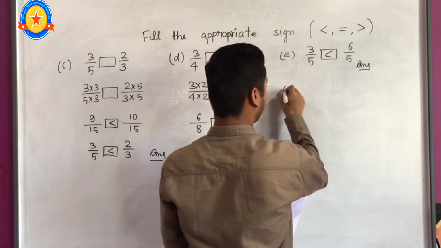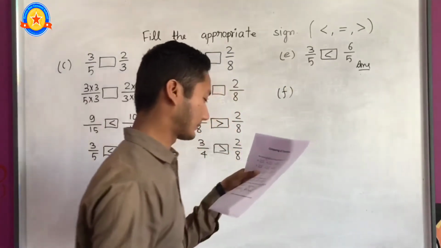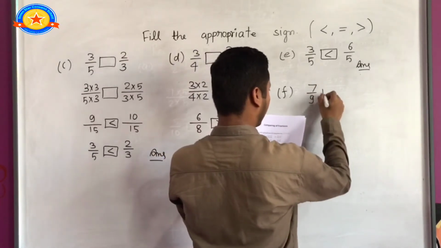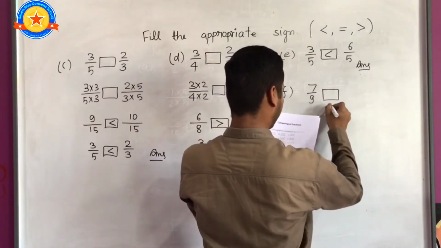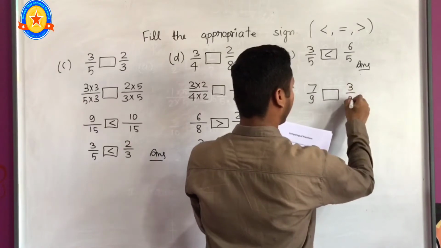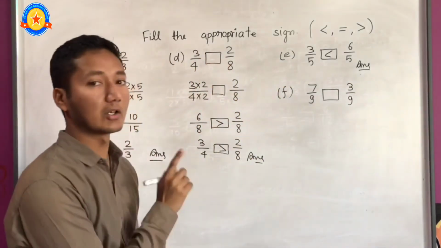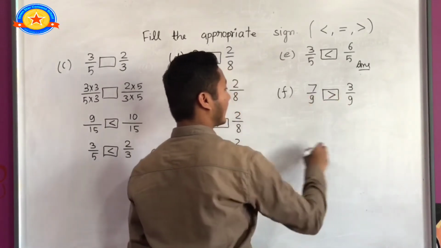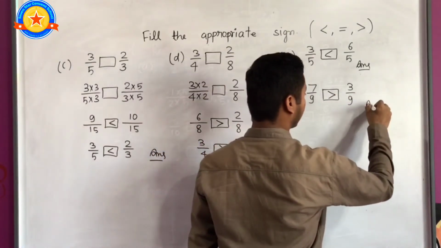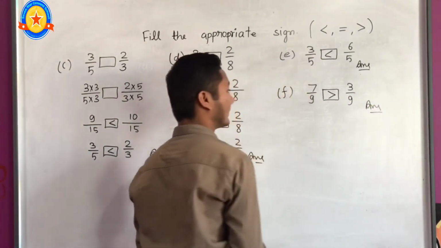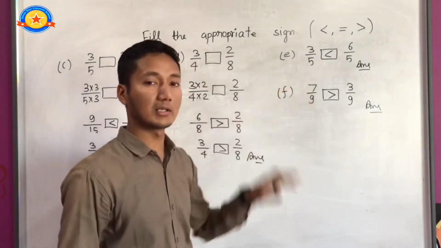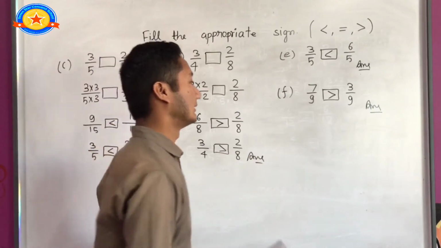F part. 7 by 9 and 3 by 9. In this case also the denominators are same, that's why we directly say 7 by 9 is greater than 3 by 9. Answer. When the denominators are same, then we need to just see the numerators and we will get the answer.